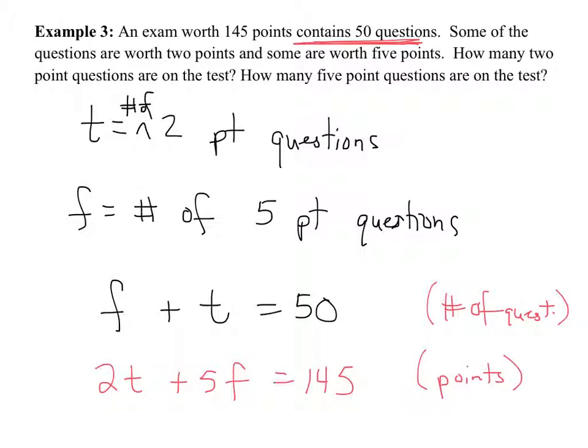And usually in these kinds of problems, where you're given rates of value for certain items, you're going to have an equation that has a number of items, or number of questions, and a second equation with a value of some sort, or the number of points total. Again, 2-point questions are worth 2 points times 2t. 5-point questions are worth 5 points, and that's why Ben told us 5f. And there are a total amount of points of 145 points.